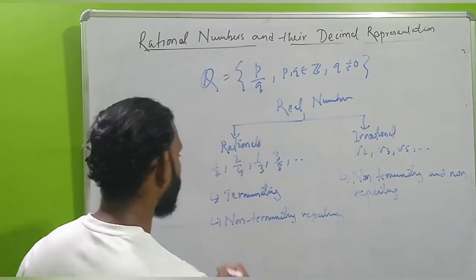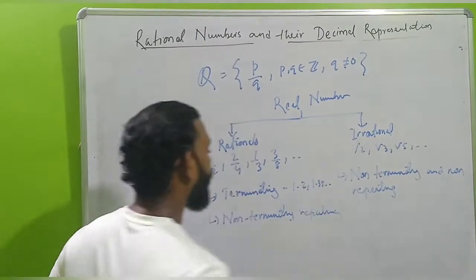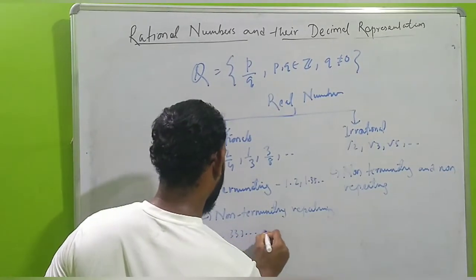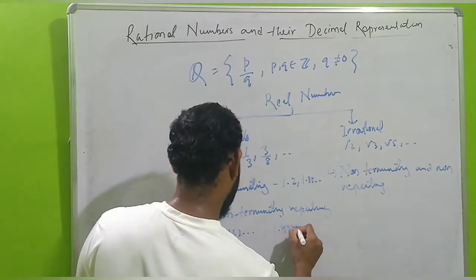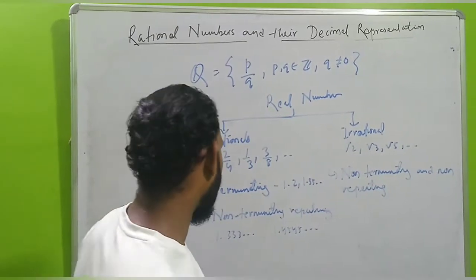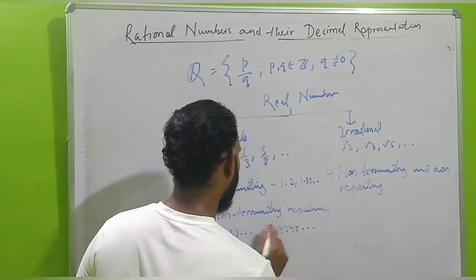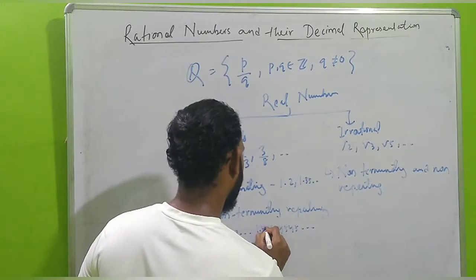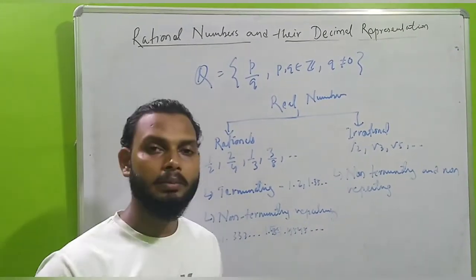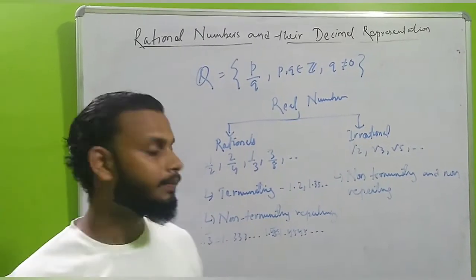Let me give some examples for terminating: 1.2, 1.35 and so on. Similarly, non-terminating repeating, I can say 1.333, 1.4545 and so on. I can write this as 1.3 bar, and this as 1.45 bar and so on. These are called my non-terminating but repeating. You can see 3 is repeating here, and 4545 is repeating here.